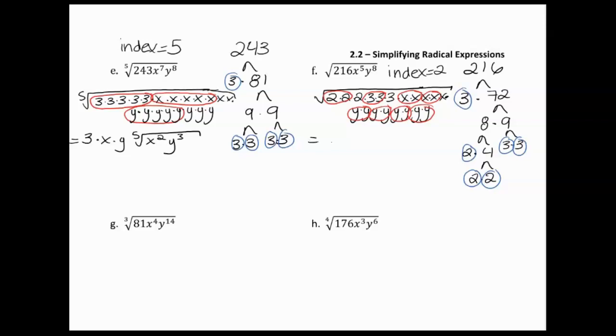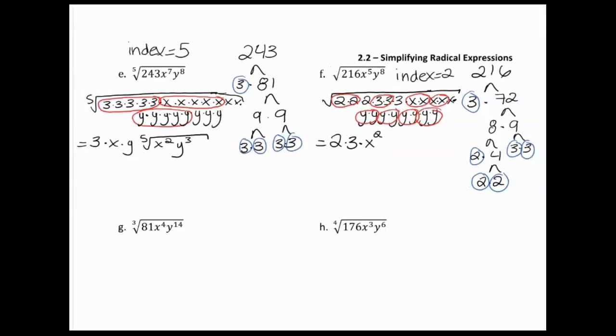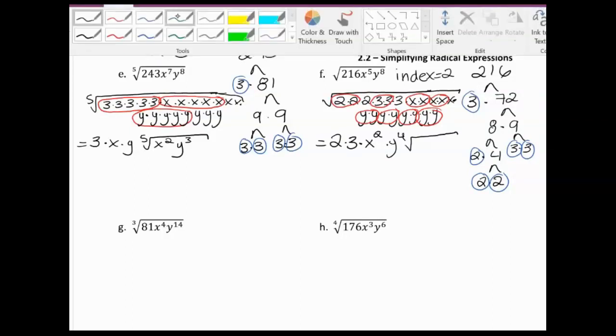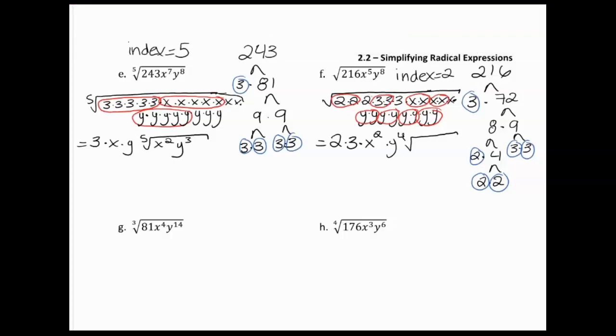So we have 2 times 3 times, we have 2 groups of my x's. So it's going to be x squared. And then for my y, we have 4 groups of the y. So that's going to be y to the 4th, and the square root. What do we have left inside that square root? We have a 2, a 3, and 1 x. So we have 2 times 3 times x.